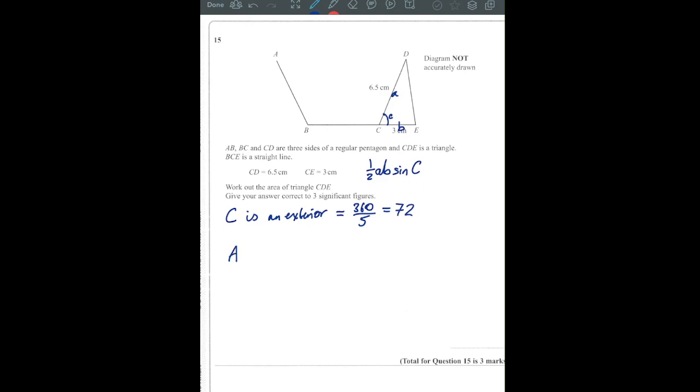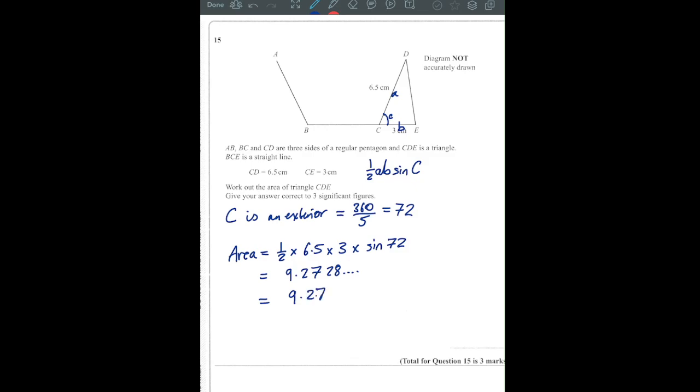So now I can jump straight in with the area. The area is a half times one of the sides times the other side times sine of the angle between them. And to type that in our calculator, 0.5 times 6.5 times 3 times sine 72 is 9.2728, etc. I write out more than the examiner wants the first time, and then I'm going to round it to what the examiner actually cares about.